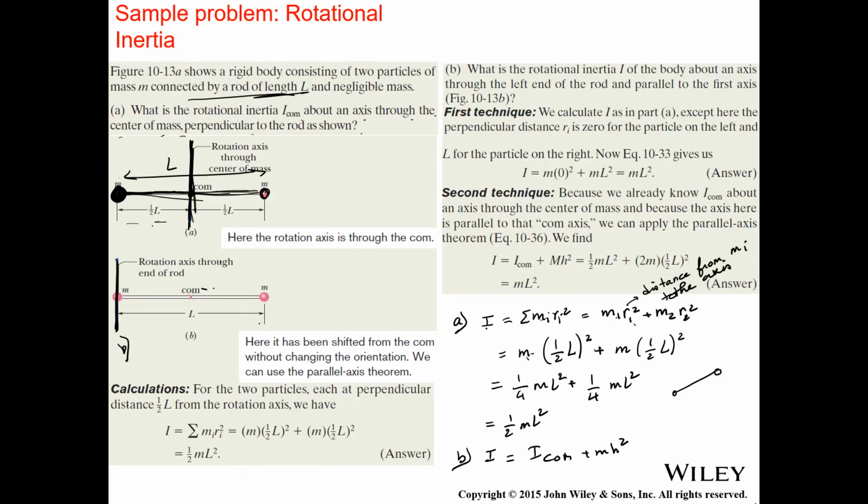Exactly. So this is none other but I around an axis passing through the center of mass. So I'll use what I got in part A, and then this is half mL squared plus m. Okay, I have to be careful here. This m here is the total mass of the whole body.